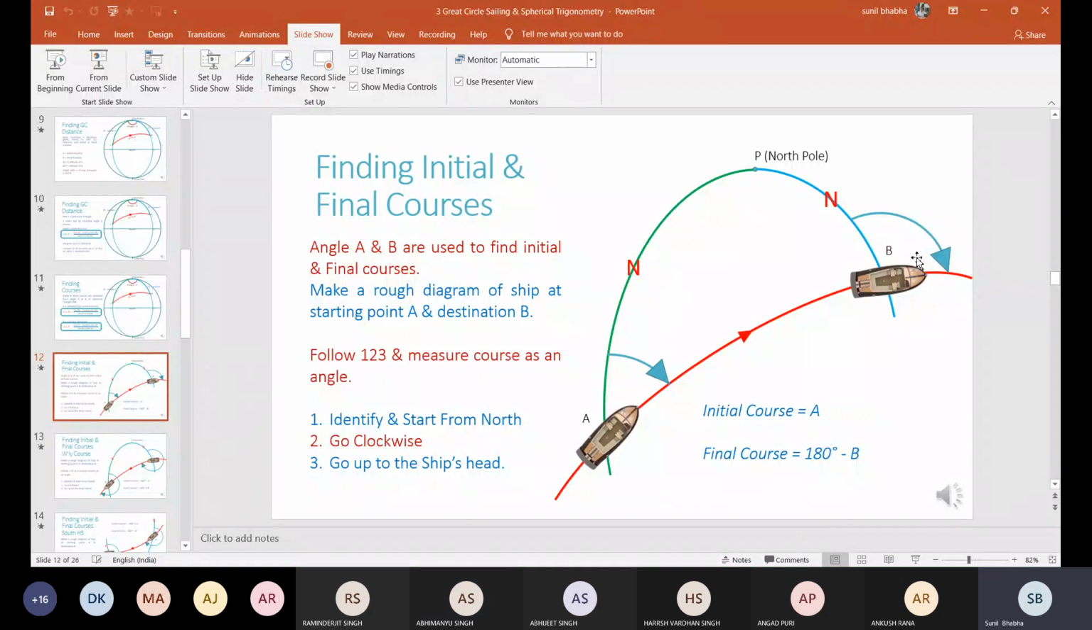Very good. So let's move on to the westerly course now. Right now the vessel is moving on an easterly course. What if the vessel moves on a westerly course? How does it change the scenario? And how does the 1, 2, 3 method apply there?